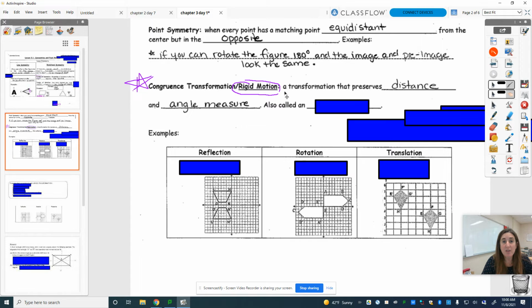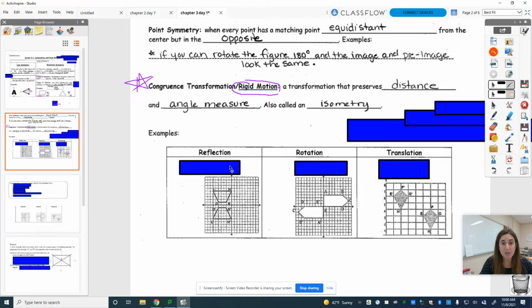Another word for a rigid motion is an isometry. Isometry also means it's not going to change its size or shape, or its distance and angle measure don't change. Super important. Those two words, distance and angle measure, are written for your explanation.